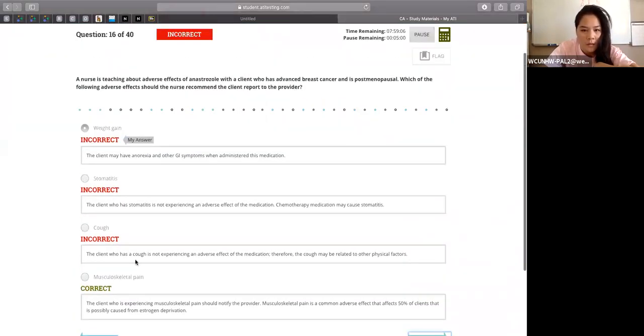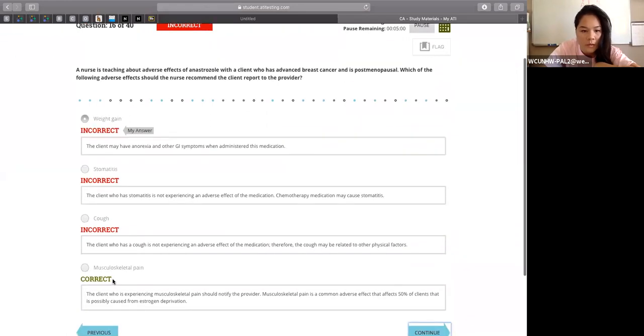Oh, it's this one. So if the client is experiencing musculoskeletal pain, they should notify the provider. Yeah, because that means yes. Or it's because of estrogen deprivation, breast cancer. I was thinking that if they have advanced breast cancer, that means the cancer has now traveled to their bone, and that can cause pain in this region, the bone area.